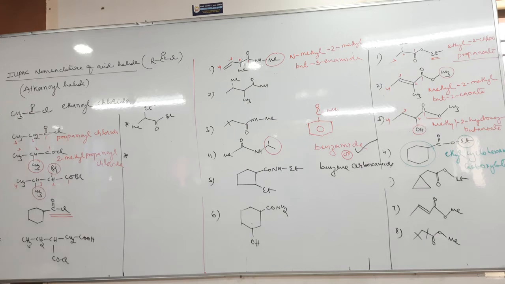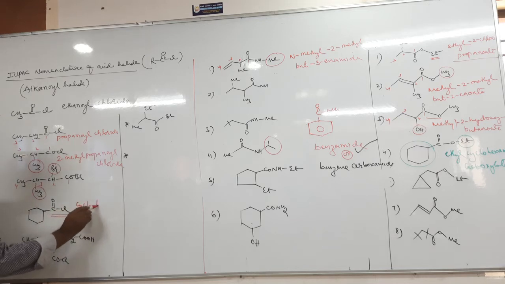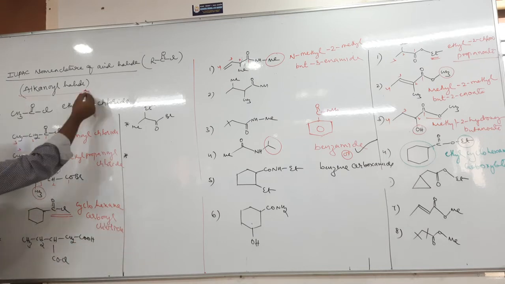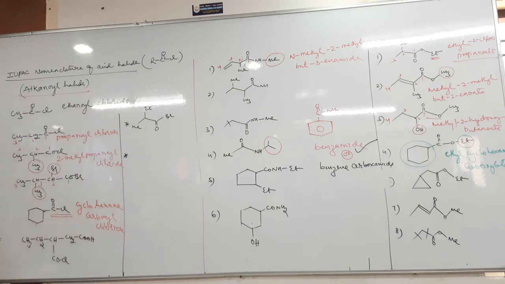Okay, next again see, when the acid halide is directly attached to cyclohexane, what is the IUPAC name? Cyclohexane carbonyl chloride. It is a carbonyl chloride, right? Therefore, cyclohexane carbonyl chloride. It means wherever alkanoyl halide is not possible, you can write this nomenclature, carbonyl chloride.